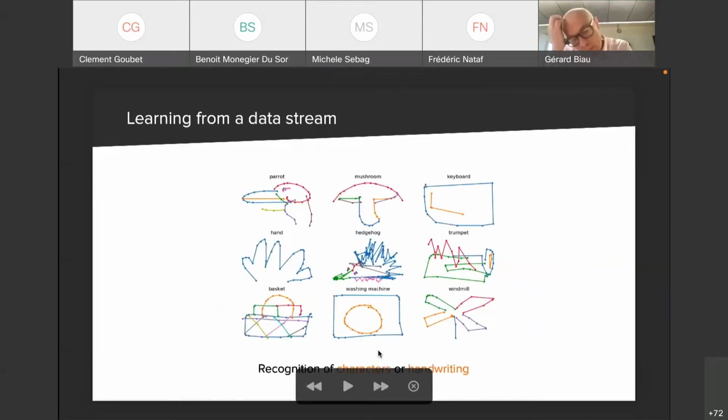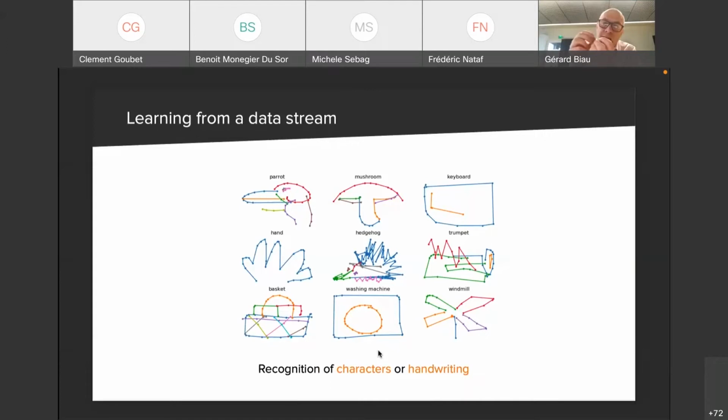Of course, time may be embedded in a more subtle way. Just look at this data set. That's a data set from Google. It's called the Quick Draw data set. It's a data set with, I think, 50 million data and approximately 300 labels. And people have been asked to make some drawings. So you'll see some with more or less success, mushrooms, keyboard, trumpet, whatever.